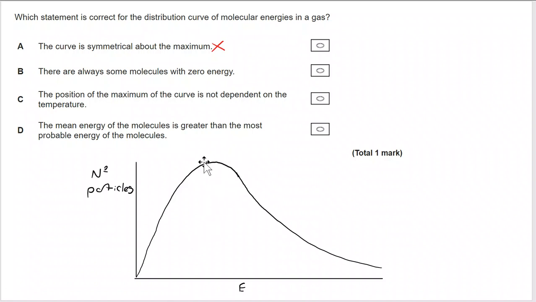Well, actually, the line goes through the origin, and that is because no particles have no energy. A really important point to remember.